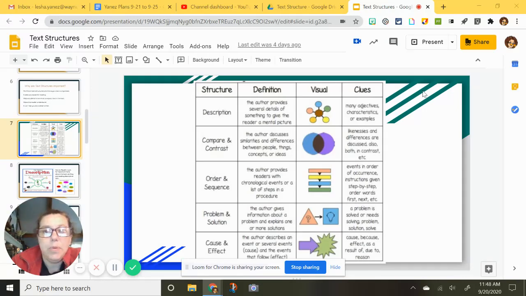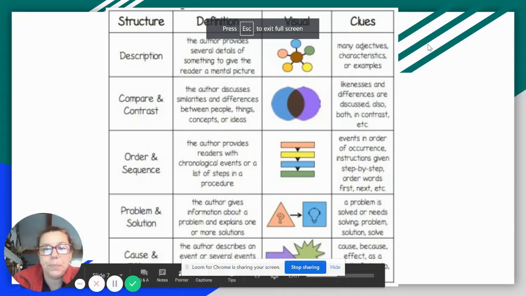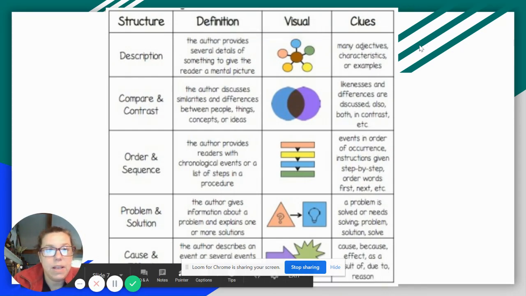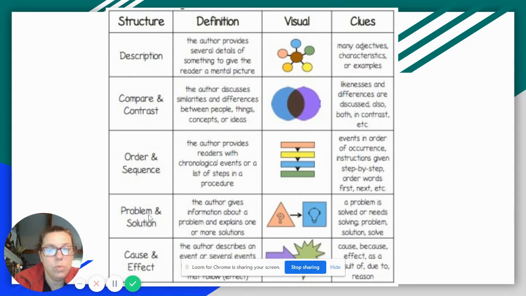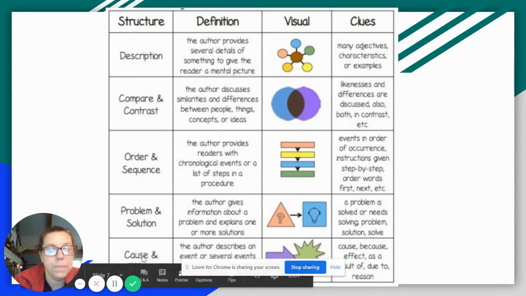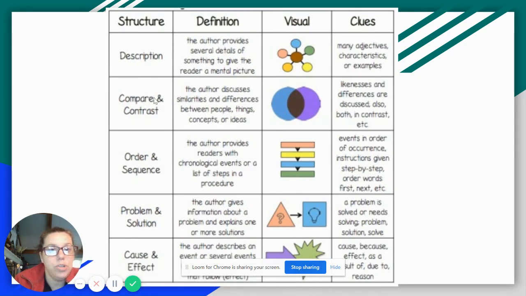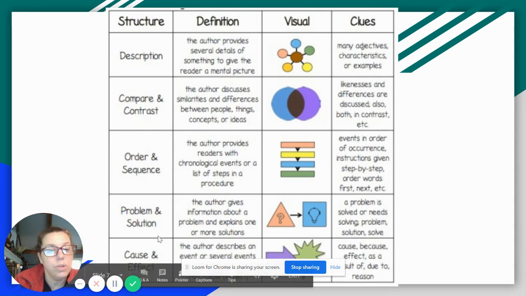Okay, today I'm going to go over the 5 different text structures for nonfiction text. I'm going to go into present mode. It's a little bit bigger. So there are 5 different structures, and structures are just the way the text is written. We have description, compare and contrast, order or sequence. Sometimes it's also called chronological, problem solution, and cause and effect.